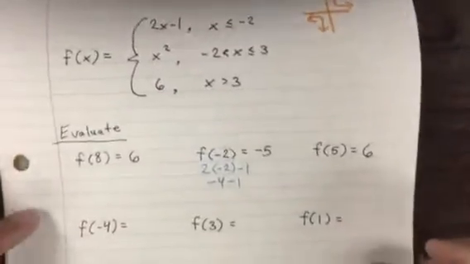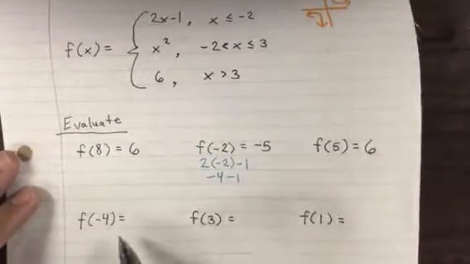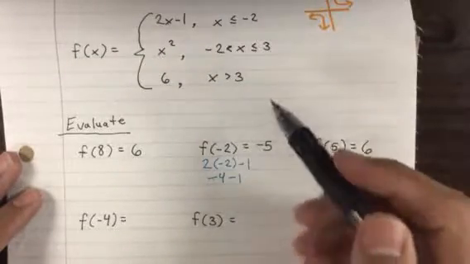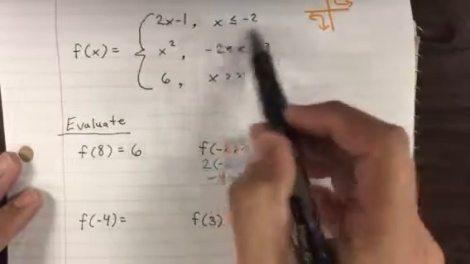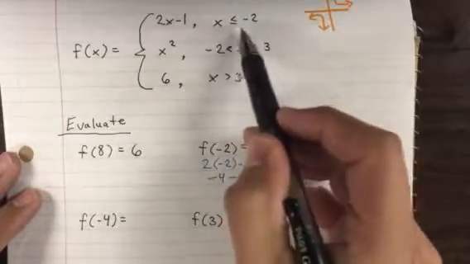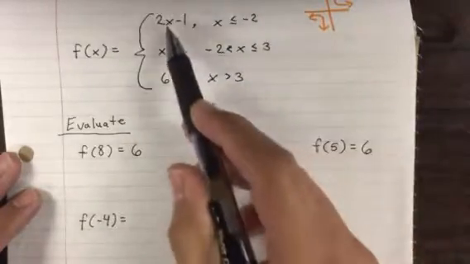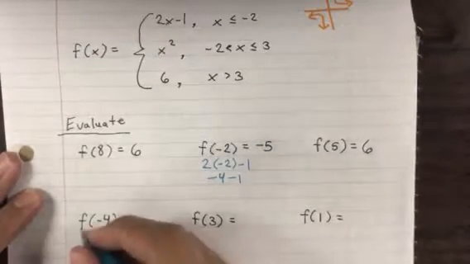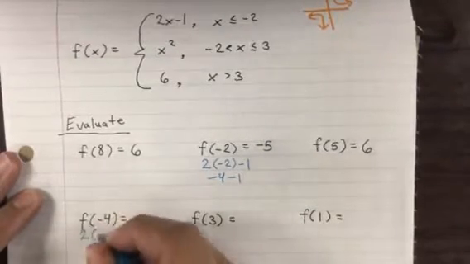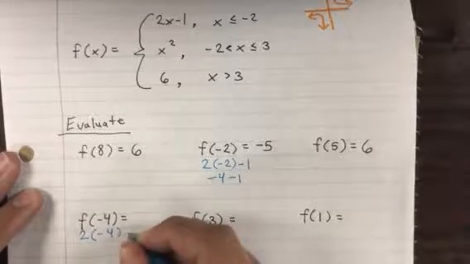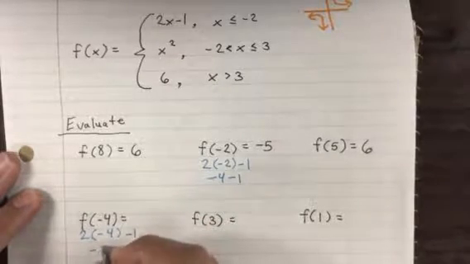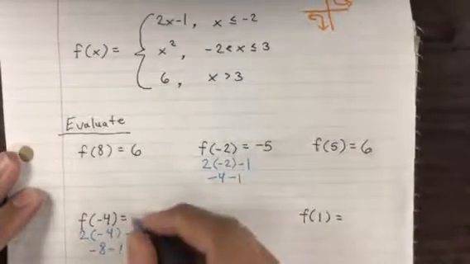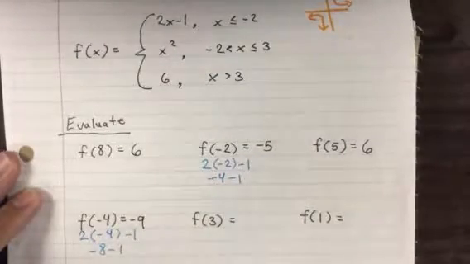Alright, let's look at these here. -4. So where would -4 be true? The first, second, or third? So -4 would be true for the first one because -4 is less than -2. Alright, so we plug it in again. We have 2 parentheses -4 minus 1, which is -8 minus 1, which is -9. So that's our answer. Okay.